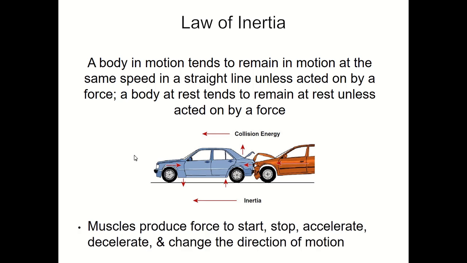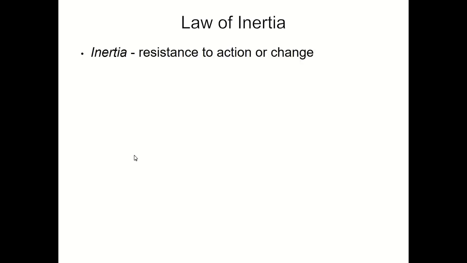So muscles produce force to start, to stop, to accelerate, to decelerate, and change the direction of motion. That's how we're moving our inertia. Either we're not moving at all, or we're moving at a constant speed, right? Constant velocity. And we use our muscles to change that. So we can do that internally via our own muscles, or we can do it when somebody pushes into us, for example.